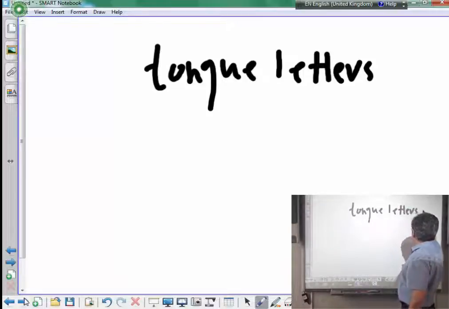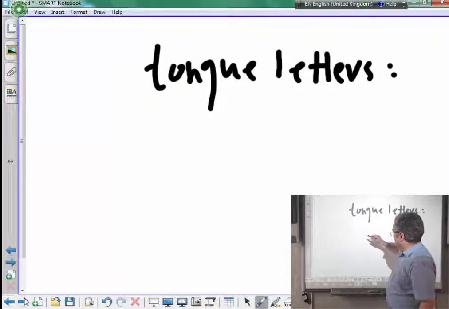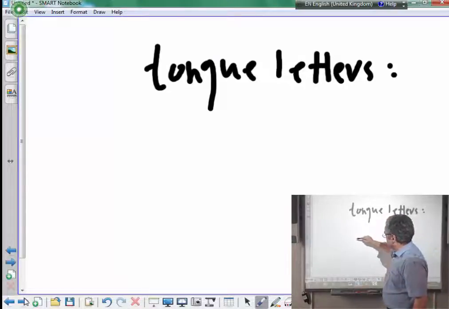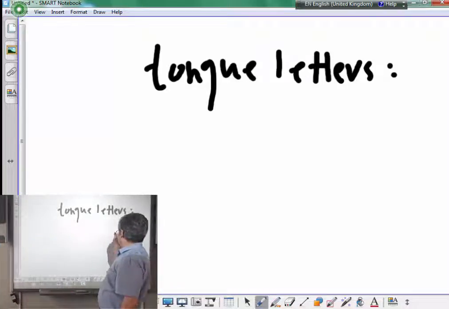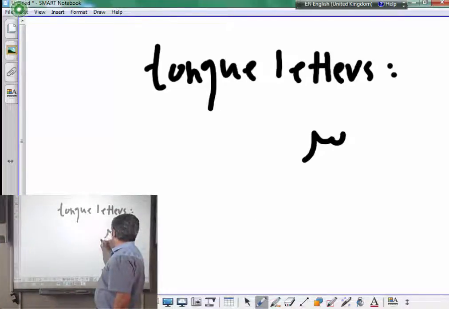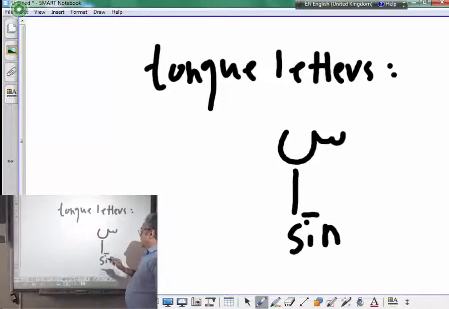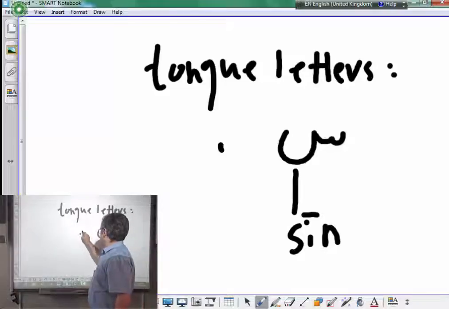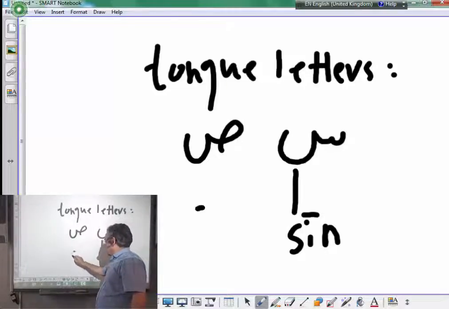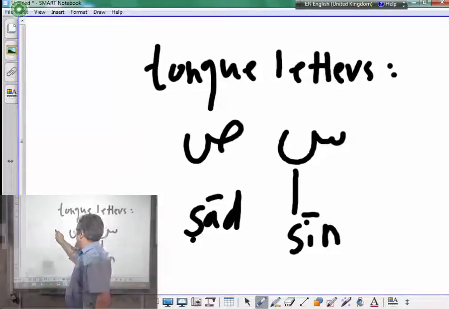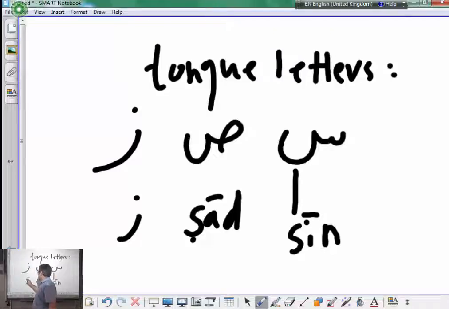But they are emitted through the lips here. They are tongue letters. So we've got three letters, maybe you can see them here. This one, we call it seen, and the second one, we call it sad. Say it, sad. And the third one is zai.